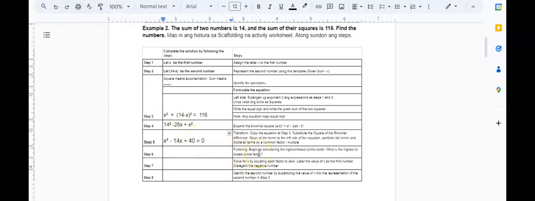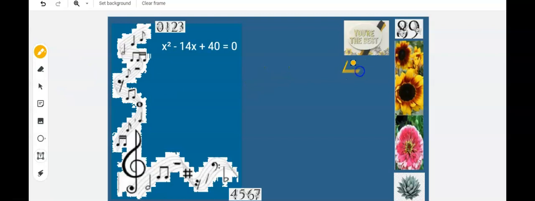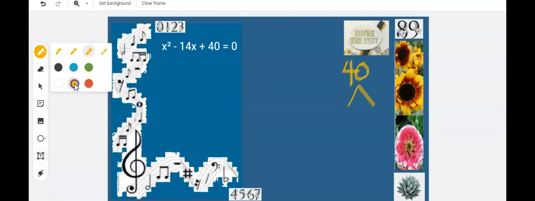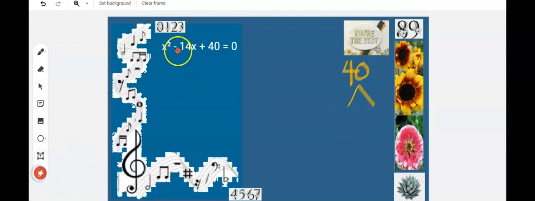Next, we're going to do factoring. Right, so we'll factor 40. What factor pair can we think of? And since 40 is positive, we are going to add factors. So think of 2 factors that when added together, the sum is 14, because the numerical coefficient at the linear term is 14. So the sum of the two factors of 40 is 14.